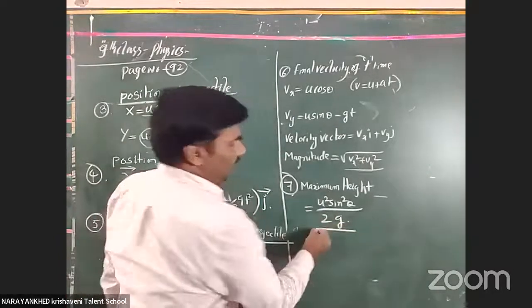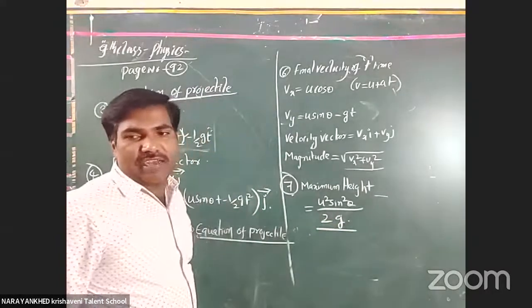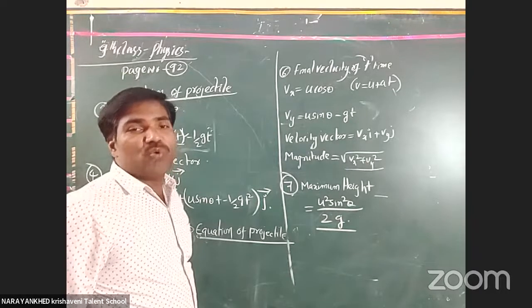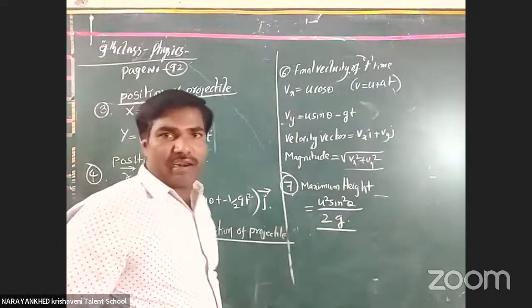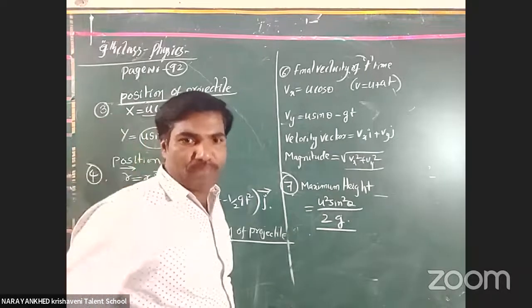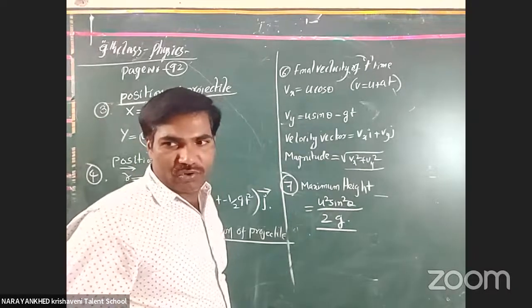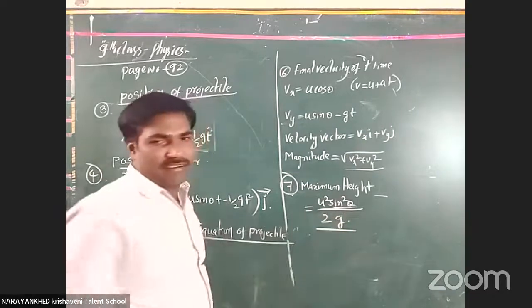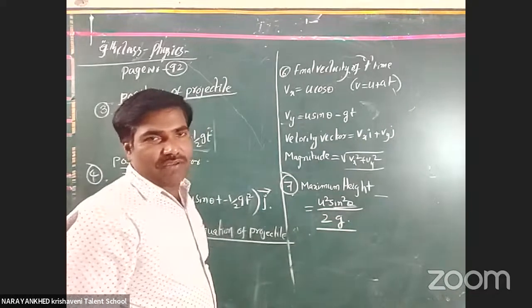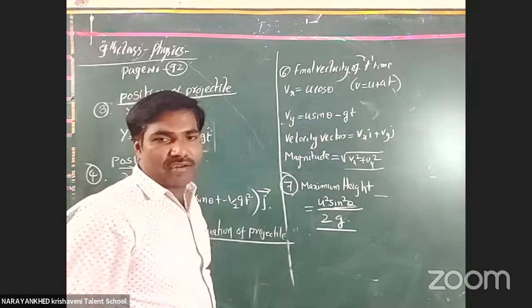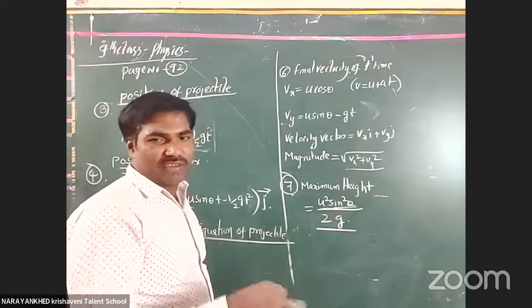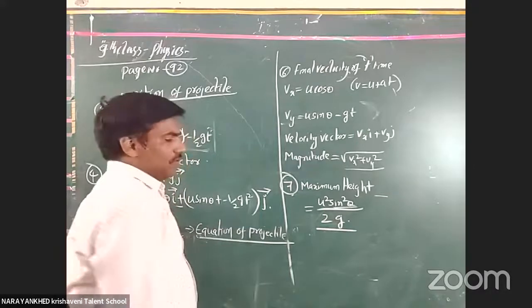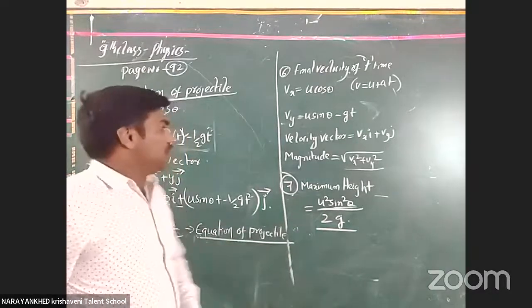It is a simple thing. Here we just added u square by 2g. The maximum height for a body thrown up is u square by 2g only. We just added the sine term. Why? Because the component in vertical motion is u sine theta, and that is squared. So u square sine square theta by 2g. That is the only change. Please write down all these things.